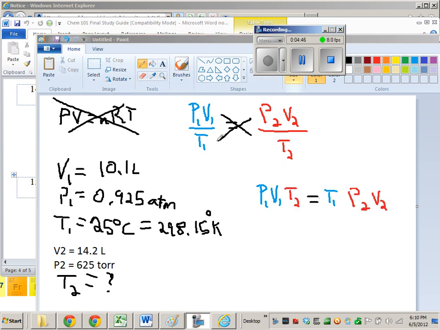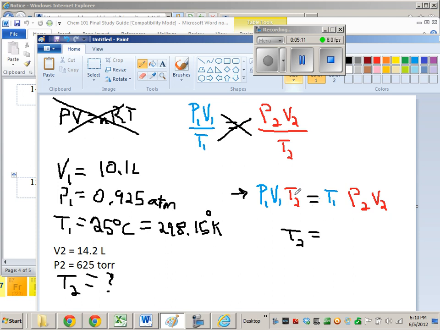With cross multiplying, you're going to multiply T1 times P2 V2, and T2 times P1 V1, and this is what you get. We want to solve for T2, right? That's what we're looking for, the final temperature. So T2 equals, I have to divide everything by P1 V1.